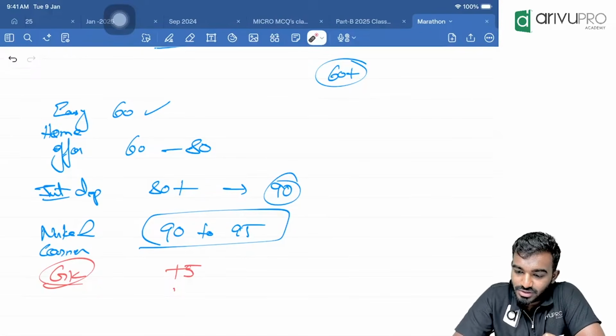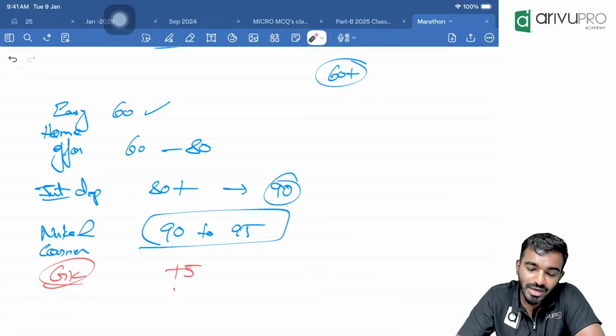Sir, from which chapter should we start while doing preparation? It doesn't matter, man. Whichever you feel comfortable. Go with micro. If you are more comfortable with micro, go with micro. Do demand and supply first. Then go to cost and production. Then go to chapter 4. Then come to 1 and 5.